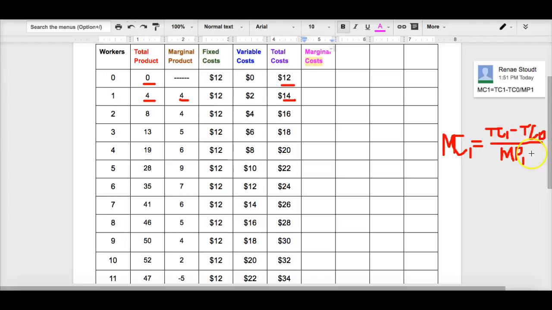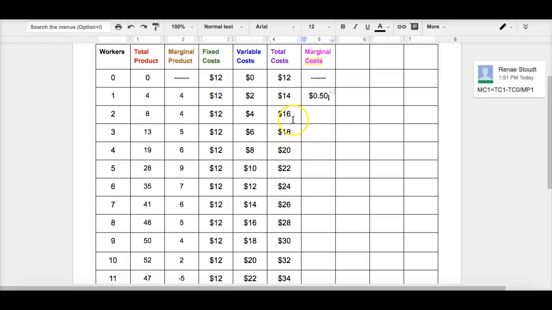Okay, so FYI, the red's going to go away. So that's why I have this comment added here. Okay, so at 0 workers, just like marginal product, we can't do it. There is nobody that we added, nothing that was changed, so it's just a line. We can't do it. Okay? At 1 worker, we're going to take 14 minus 12, which is 2, divided by 4. So 2 divided by 4 will give us 50 cents.